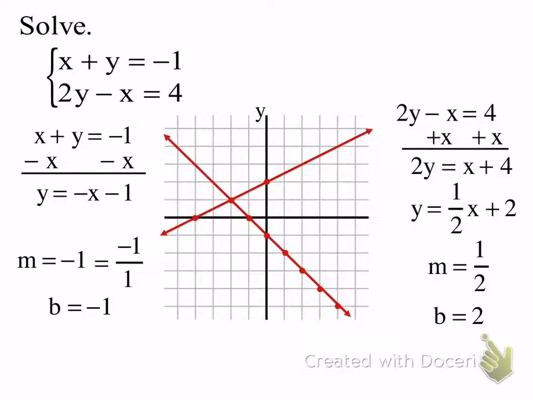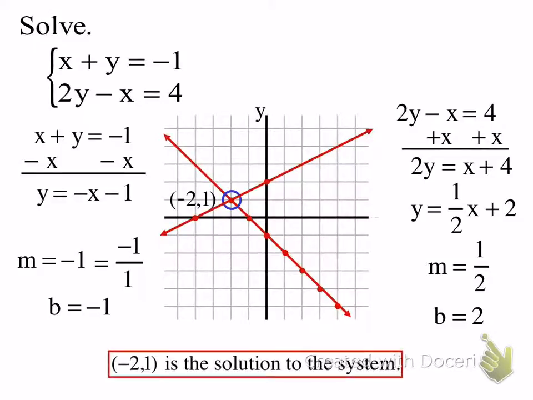No. To solve, Preston, you find where it intersects. Find where it intersects, and where does it intersect? Look at my graph. Oh, it intersects at 2 and 1. Close. -2, +1. Okay? So -2, +1 is the solution to the system.